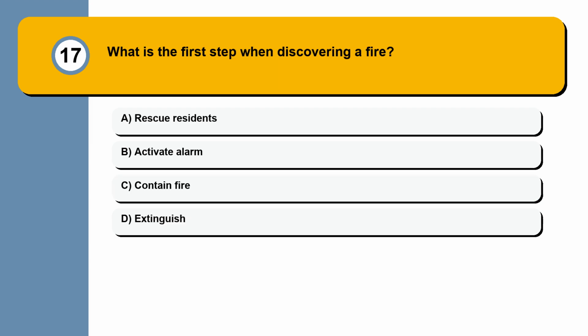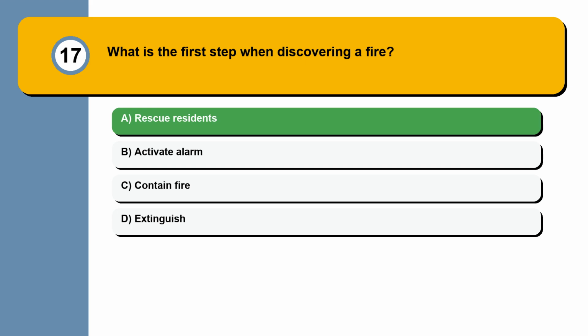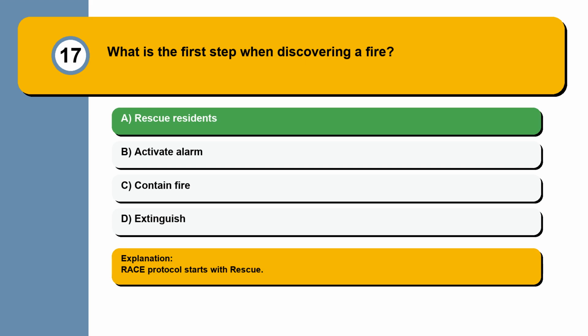Question 17. What is the first step when discovering a fire? Rescue residents. Activate alarm. Contain fire. Extinguish. RACE protocol starts with rescue.